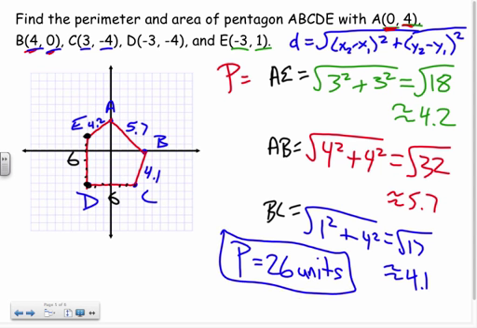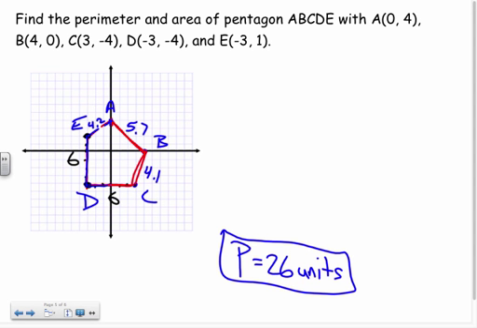Well, am I done? No, it told me to find the area, didn't it? So to find the area, I need to break this pentagon into shapes that I know how to find the area for. And this one's a little more difficult. I'm going to have to use multiple shapes. So I'm going to cut this guy in half right here.